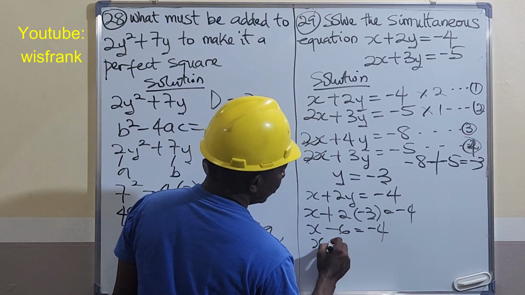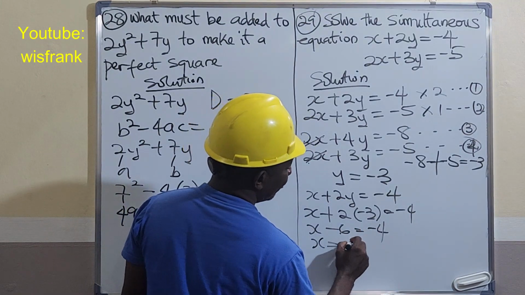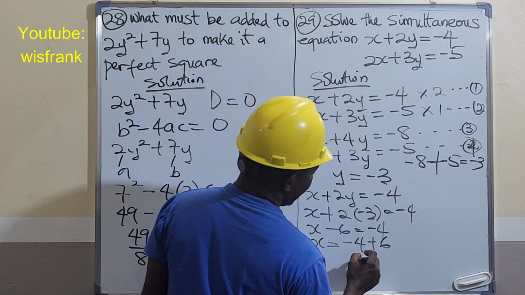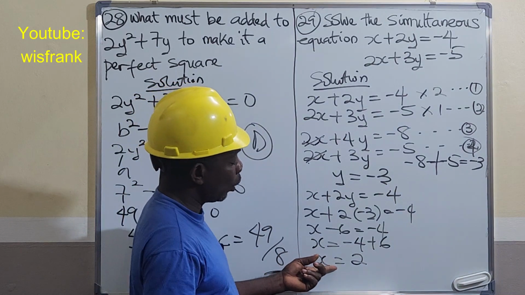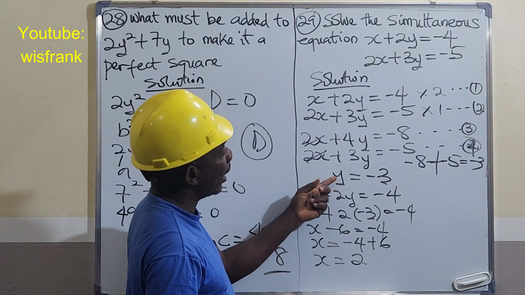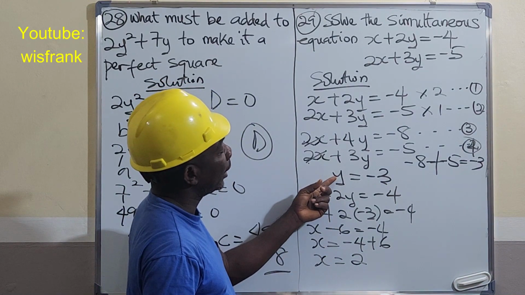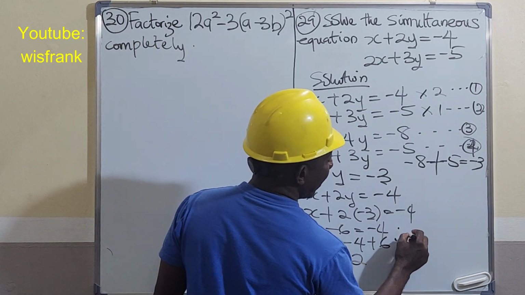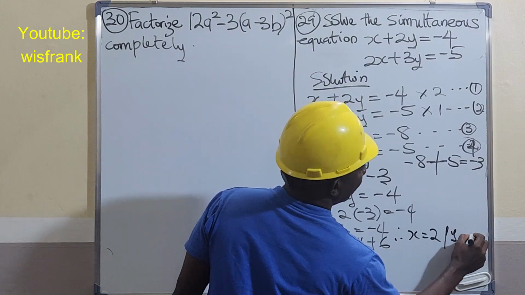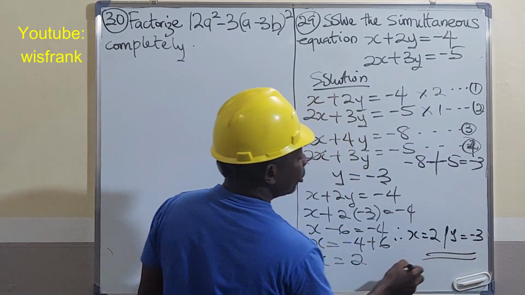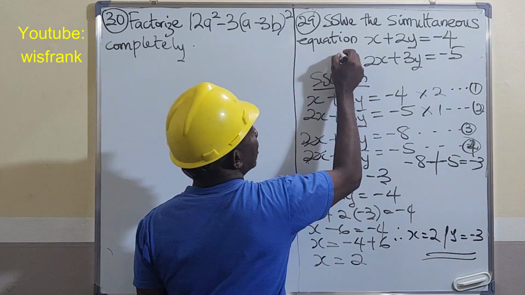Here, x equals, this will transpose to this side, so we have minus 4 plus 6. This x will become 2. So the value of our x equals 2 and the value of our y equals minus 3. Therefore, x equals 2 and y equals minus 3. And the correct option on that question was C.